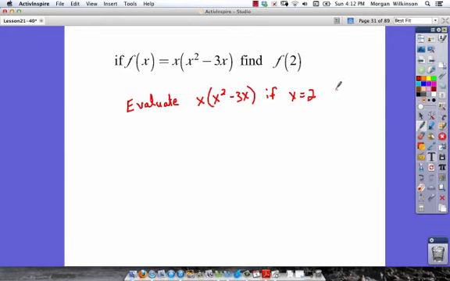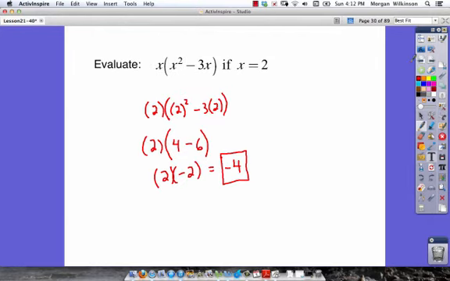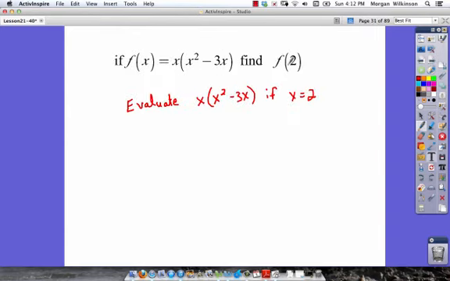Now, the reason that you didn't need to write this part in red down is because we just solved it. It was equal to negative 4. X times x squared minus 3x if x is equal to 2. Remember, we know that answer is negative 4.